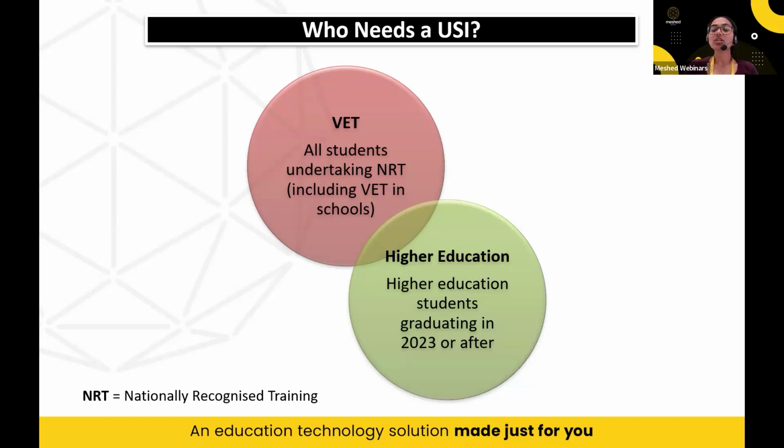First is any student who is undertaking any NRT, or nationally recognized training, for VET or vocational education and training. And the second category is higher education students who are starting or graduating their courses in 2023 or after. So the USI for higher education is mandatory starting from 1st of January 2023. These are the two broad categories of students who require a USI in Australia.